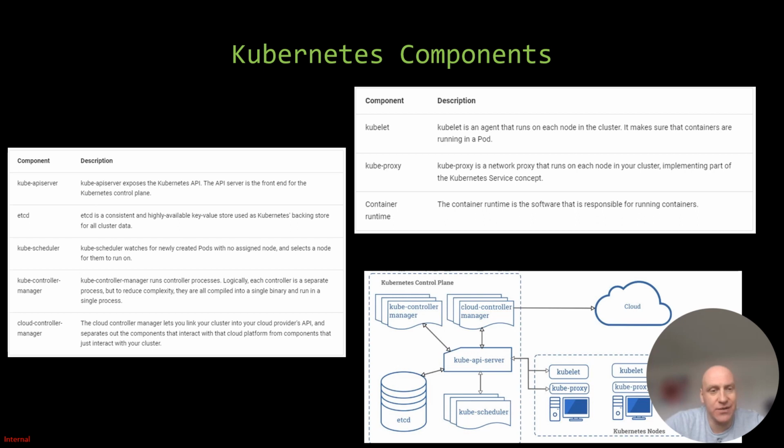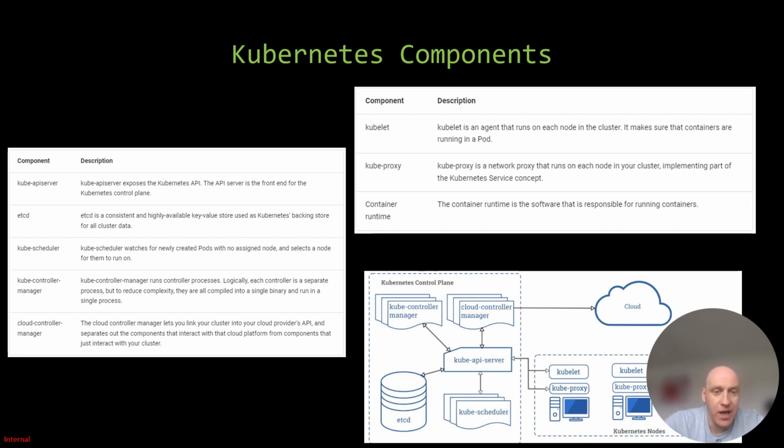The API server is the one that exposes the Kubernetes API. So underneath, you have a programming interface that is exposed and allows communication between various parts of your Kubernetes cluster. The API server is the front end of your control plane. etcd is a consistent and highly available key value store. etcd is used as Kubernetes' backing store for all the cluster data. It essentially just holds a number of key value pairs.